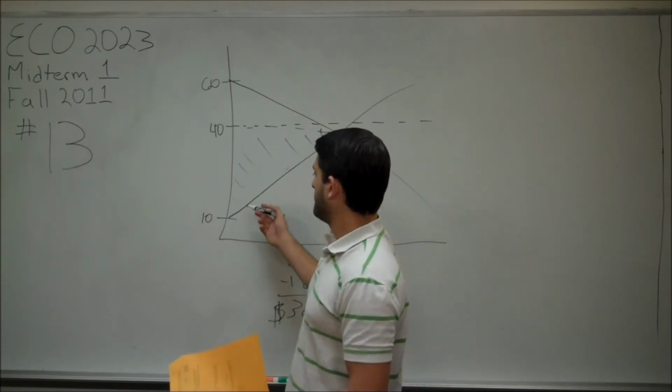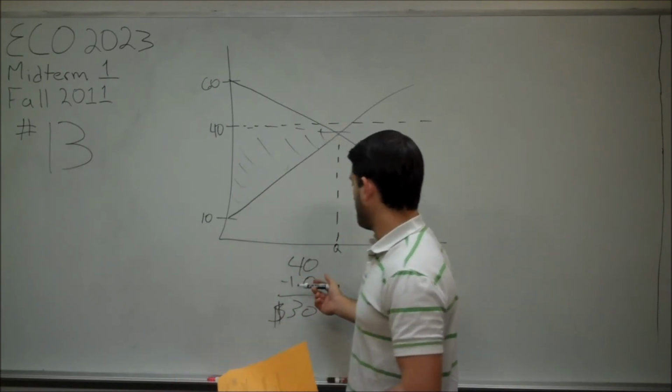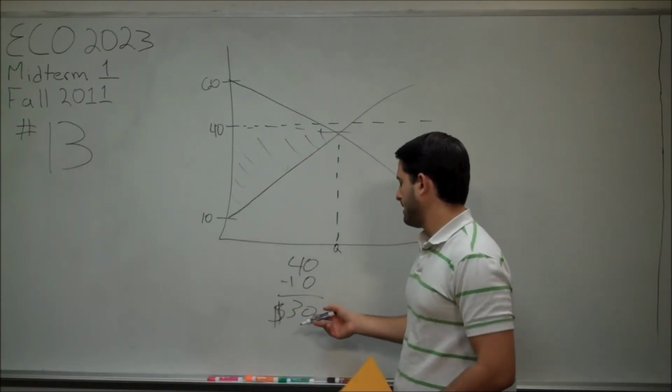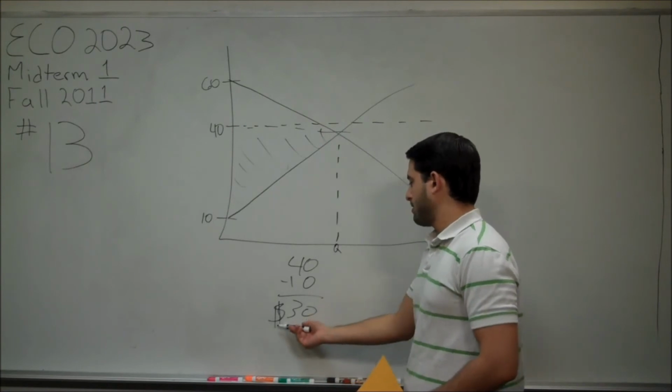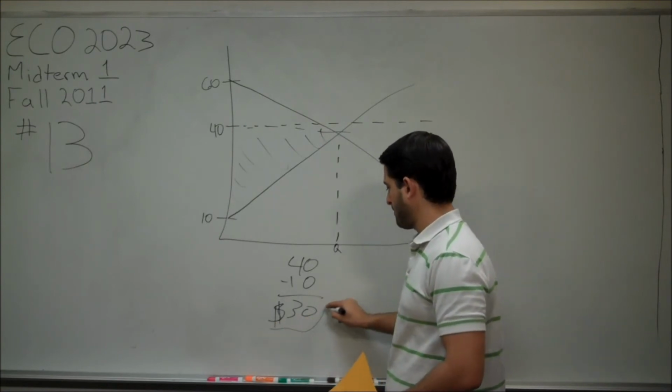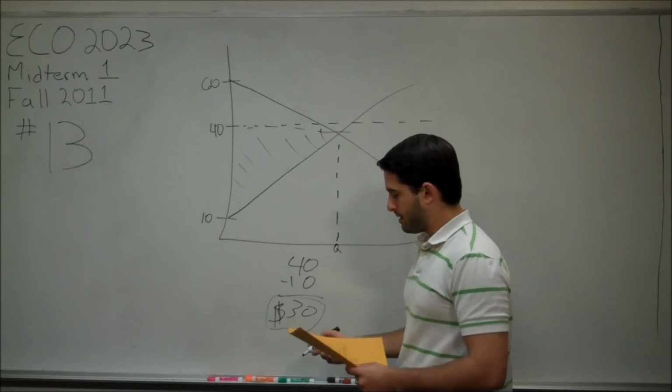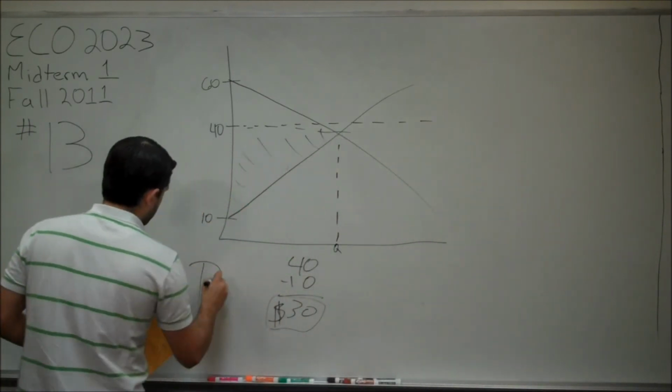So in this case, that answer would be $30, which is answer choice B.